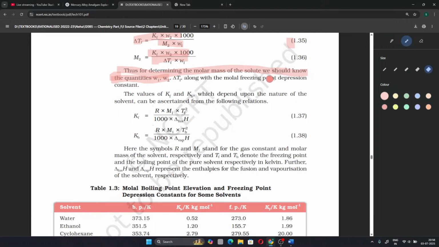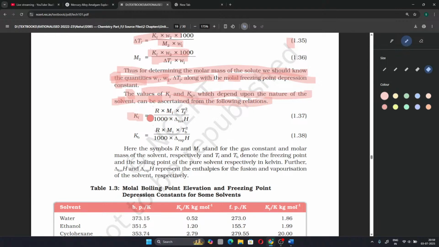Thus, for determining the molar mass of the solute, we should know the masses, the change in temperature, the depression of the freezing point, and the molal freezing point depression constant. The values of Kf and Kb, which depend on the nature of the solvent, can be ascertained from the following relations.